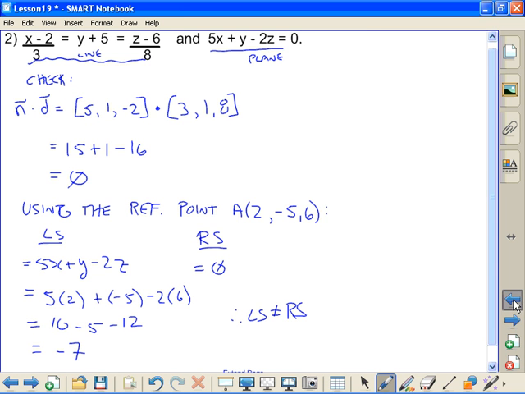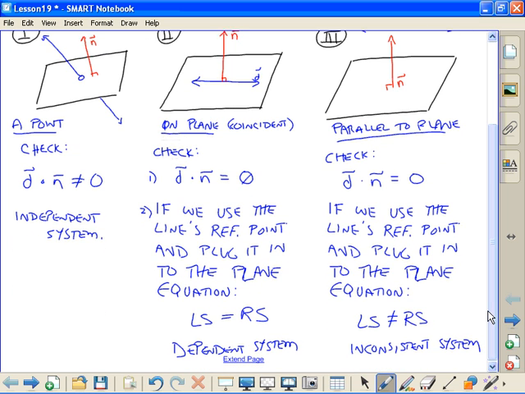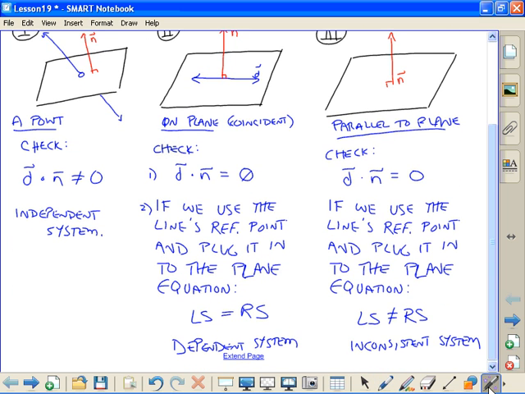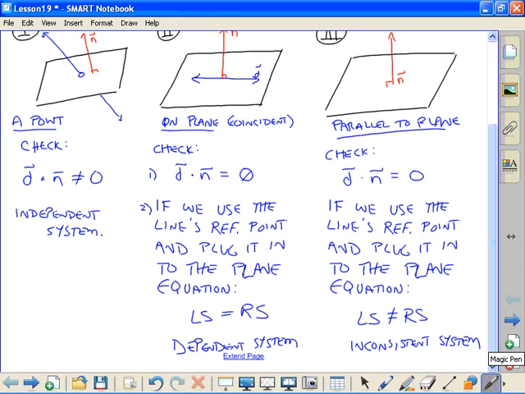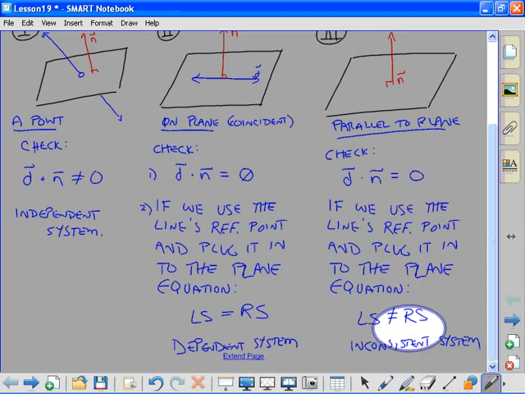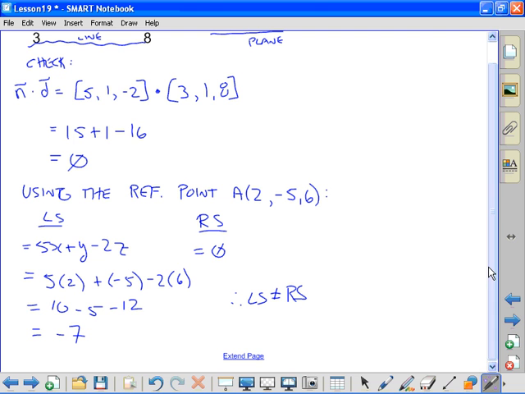So if that's the case, where left side's not equal to right side, then we end up with this case right here. Okay? The line and the plane are inconsistent. Okay? And that means that the line and plane are parallel to each other. And that's your conclusion. So therefore, line and plane are parallel. No solution.